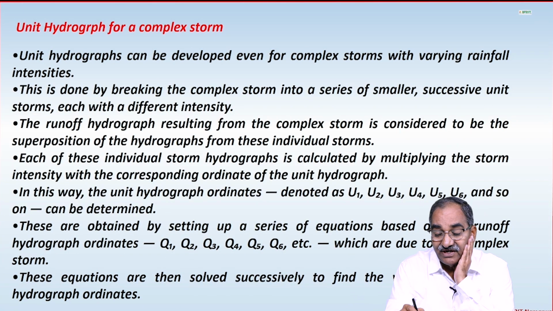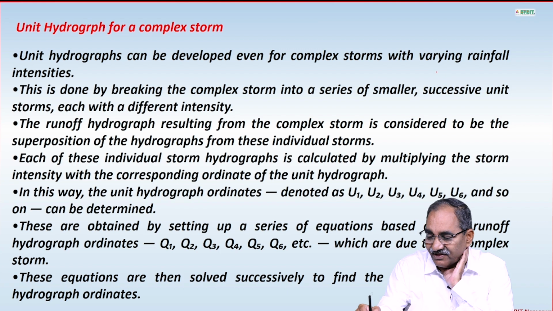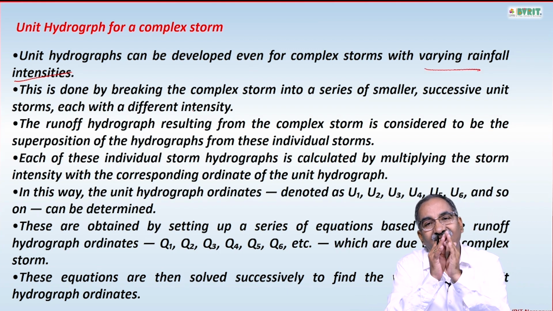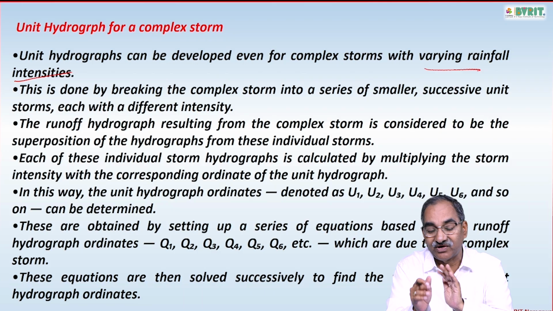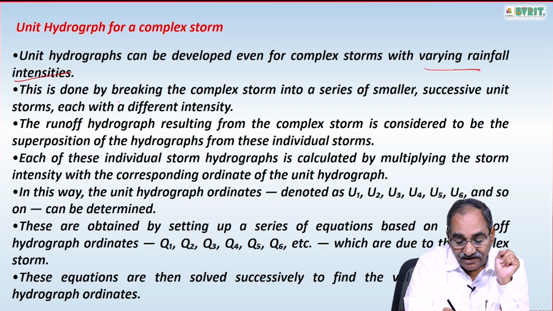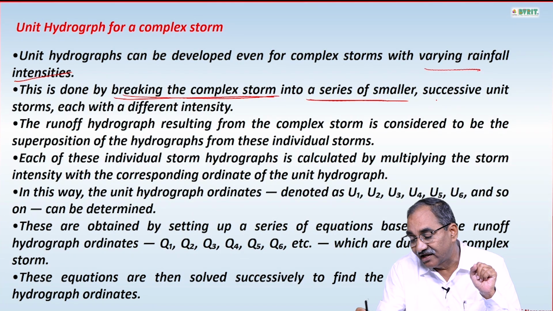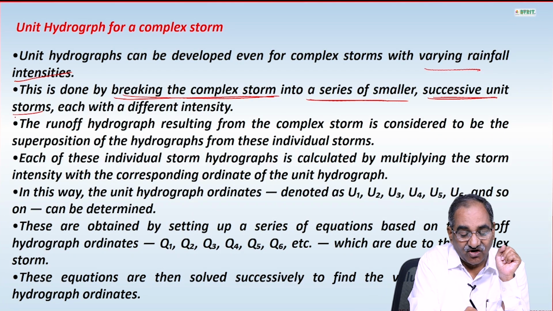Unit hydrographs can be developed even for a complex storm with varying rainfall intensities. This is done by breaking the complex storm. This is very, very important. How are we doing it? By breaking the complex storm into a series of smaller successive unit storms.